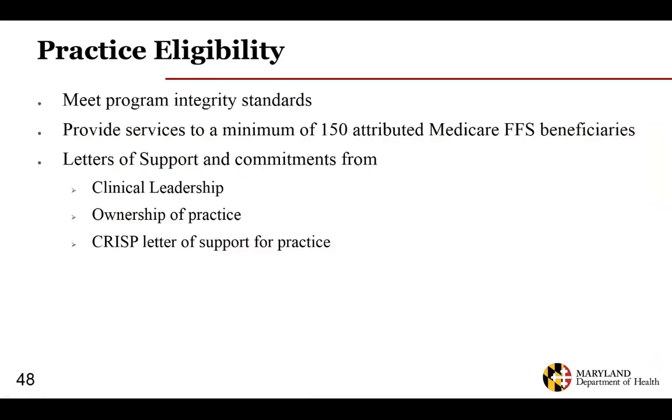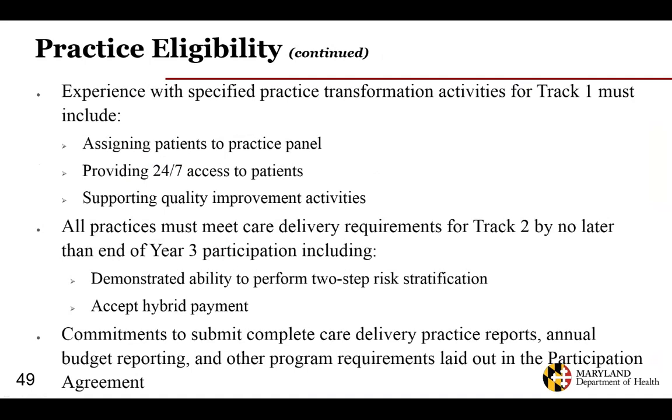So the practices are also asked to do some minimum things. You don't necessarily have to do every single item of every single care requirement prior to coming in the program, but there are certain things that we would expect most practices to do: assigning patients to practice panels, providing 24/7 access, supporting quality improvement activities. These are just some minimum things that we would anticipate. For Track 2, you need to be able to demonstrate the ability to perform two-step risk stratification and also accept that hybrid payment. Some entities are not enabled to take on risk and couldn't accept that payment, so they wouldn't really be eligible for Track 2. Also be able to complete the care delivery practice reports.